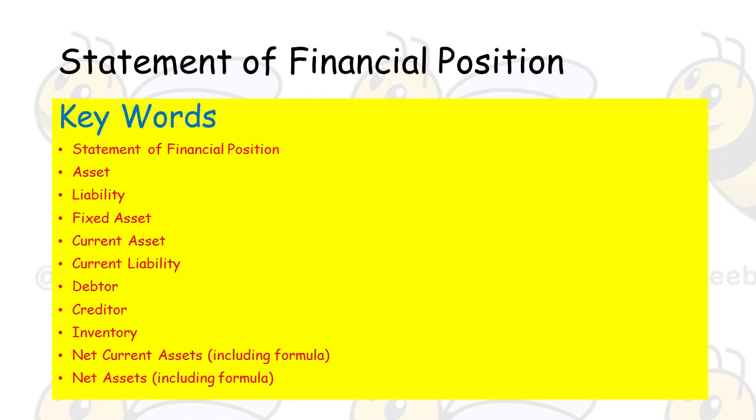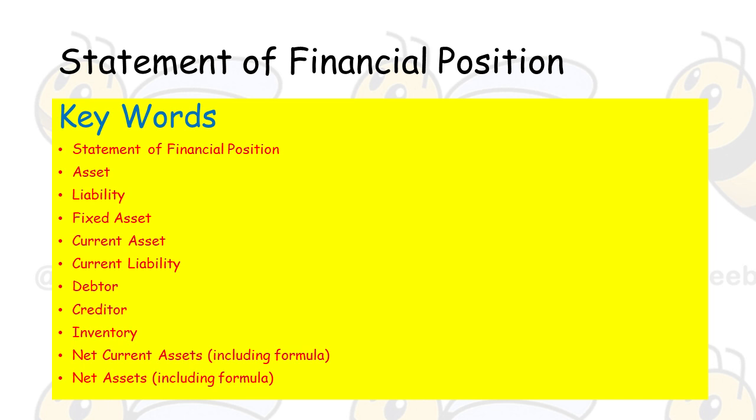So let's take a quick recap looking at the keywords that you should now know. You need to understand that your statement of financial position shows the assets and liabilities of an organisation and the value or the worth of the organisation. You need to understand that an asset is an item that a business owns. You need to understand that a liability is something that the business owes. You need to understand that fixed assets are items the business owns that can be turned into cash in longer than a year. A current asset is an item that a business owns that can be turned into cash within a year. You should also know that cash, debtors, and inventory are all examples of current assets.